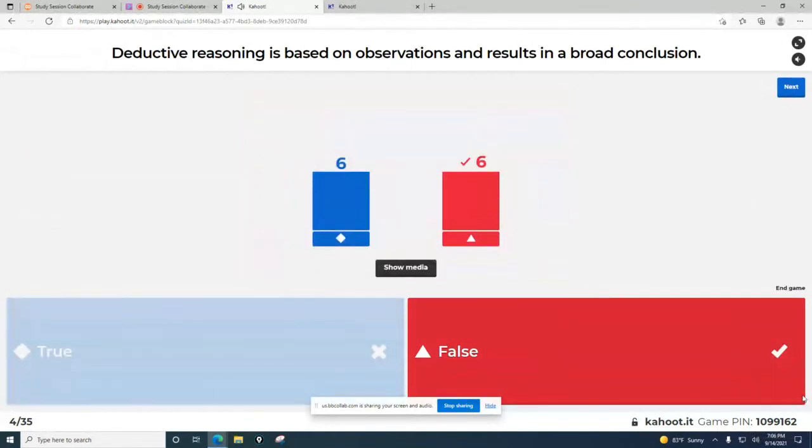For one person, okay. So, this is exactly a 50-50 split. So, who wants to tell me why the correct answer is false?